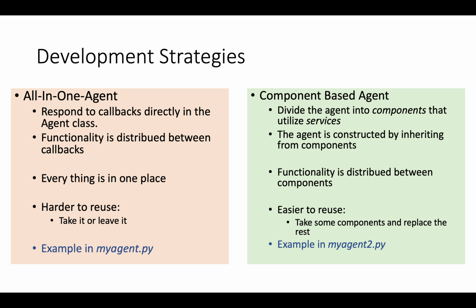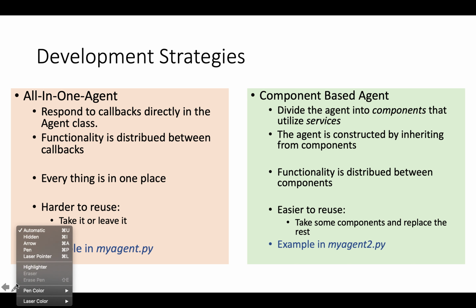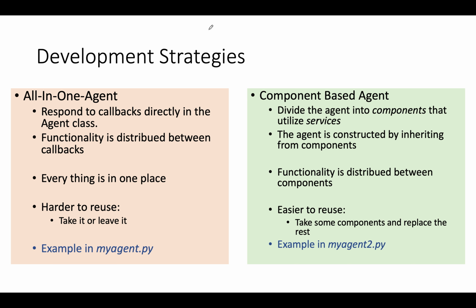The one on the left is what we call the all-in-one agent. This agent responds directly to the callbacks that we described in the previous tutorial. So it, for example, decides what to do in a respond to negotiation request call, or what to do in a sign all contracts call. It has to decide each one of these. The functionality in this case is distributed between callbacks, okay? And everything is in one place.